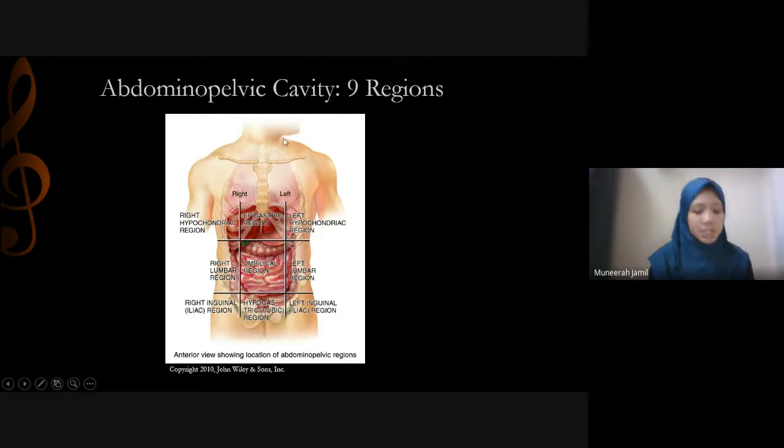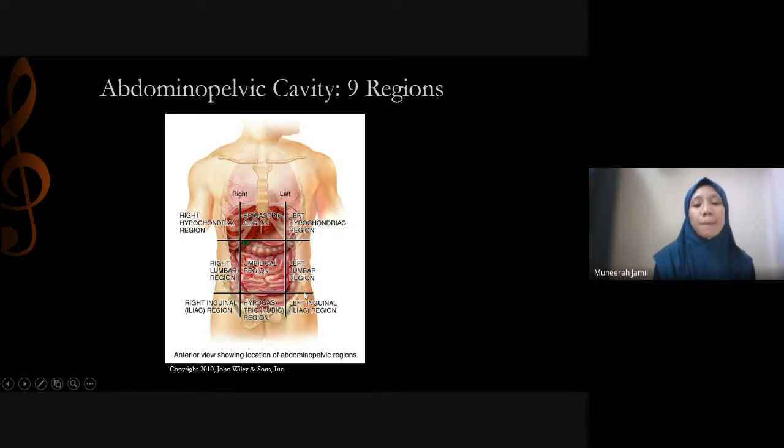Okay, the 9 regions start with the right hypochondriac region, and here we have our liver. Then we have the epigastric region. The epigastric region is the passage of the esophagus up to part of the gaster, the stomach. Then we have the left hypochondriac region. In the left hypochondriac region you have your spleen, part of the gaster also, and your pancreas there.